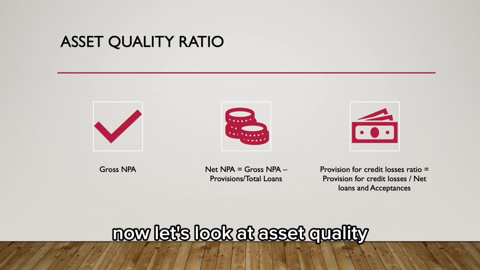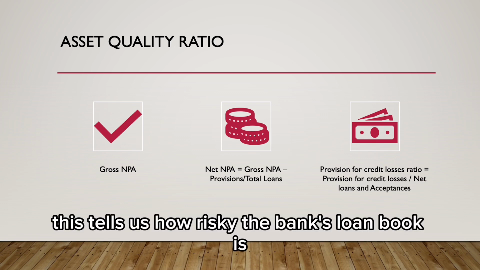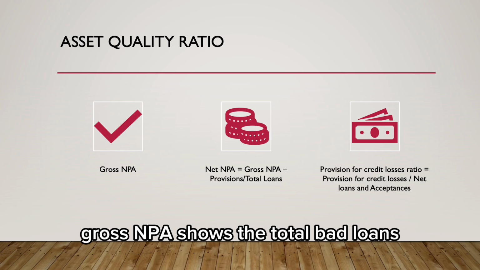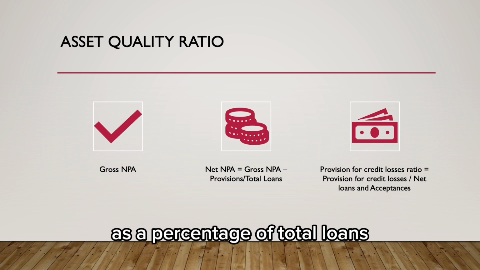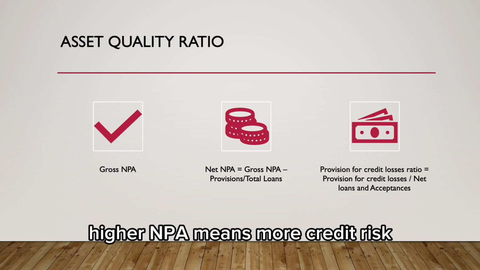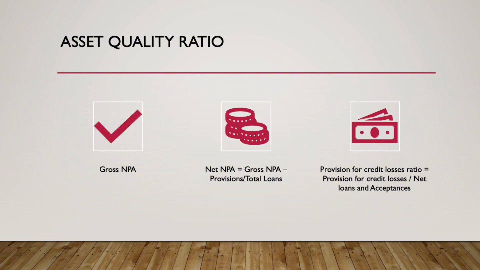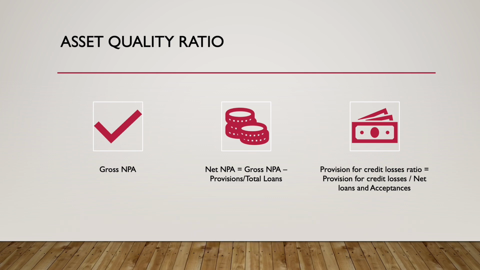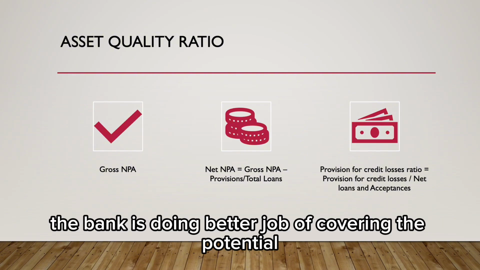Now let's look at asset quality. This tells us how risky the bank's loan book is. Gross NPA. Gross NPA shows the total bad loans as a percentage of total loans. Higher NPA means more credit risk. Net NPA shows what is left after the bank sets aside provisions. Lower net NPA means the bank is doing a better job of covering potential losses.